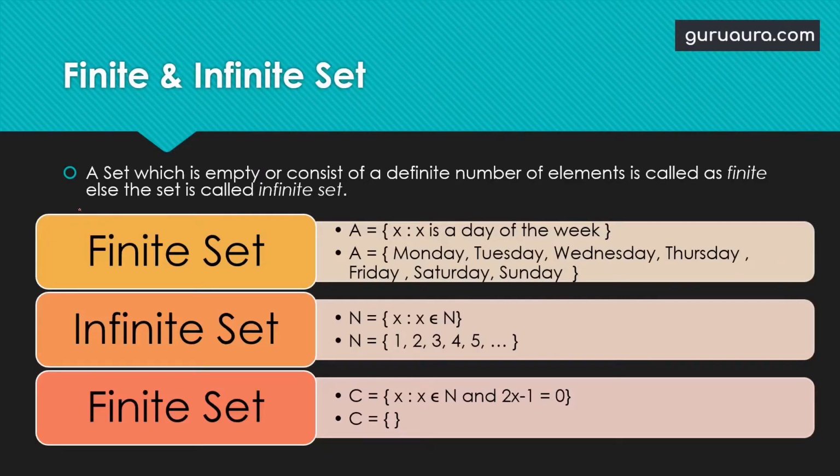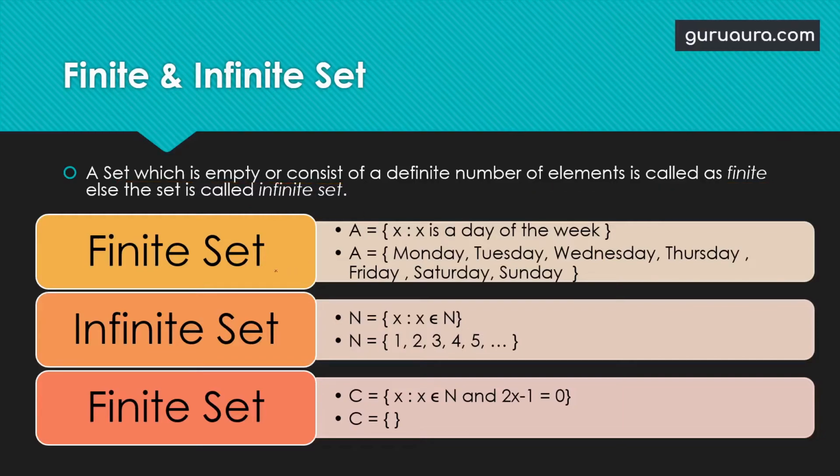Now let's see what finite and infinite sets are. A set which is empty or consists of a definite number of elements is called a finite set. That means if the set contains no element or if the set contains a fixed number of elements, then we say the set is finite. Whereas the set containing never-ending elements, or we can say an infinite number of elements, is an infinite set.